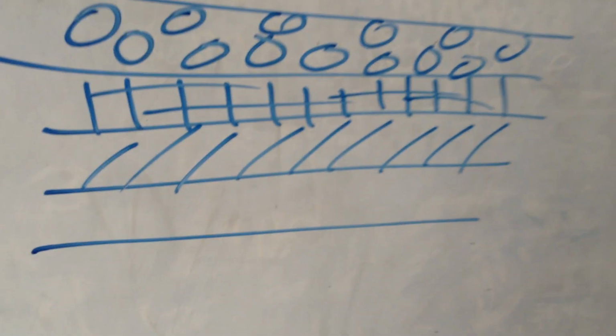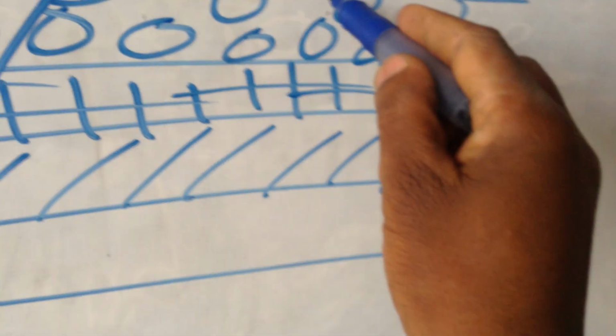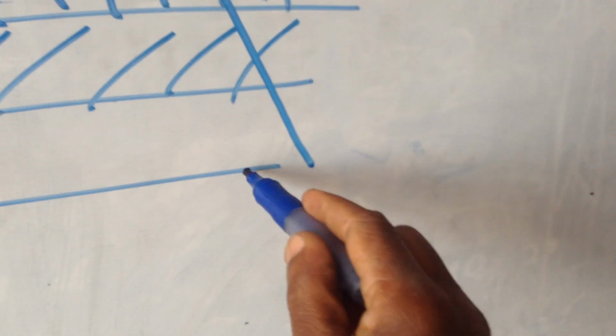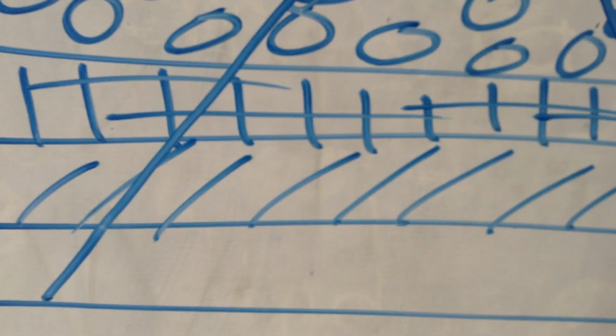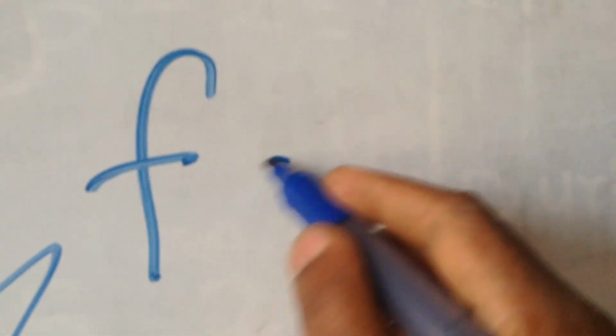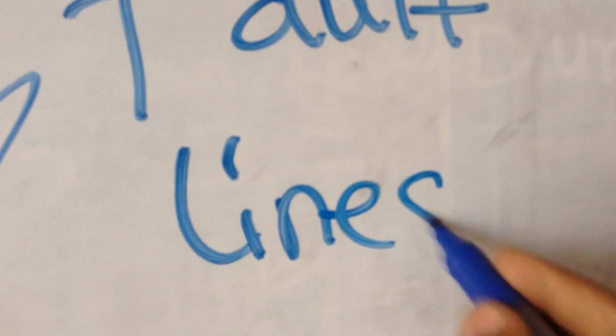Okay. Then cracks appear on the Earth's crust. So we have those cracks. And these cracks, they are called fault lines. Okay, those cracks are called fault lines.